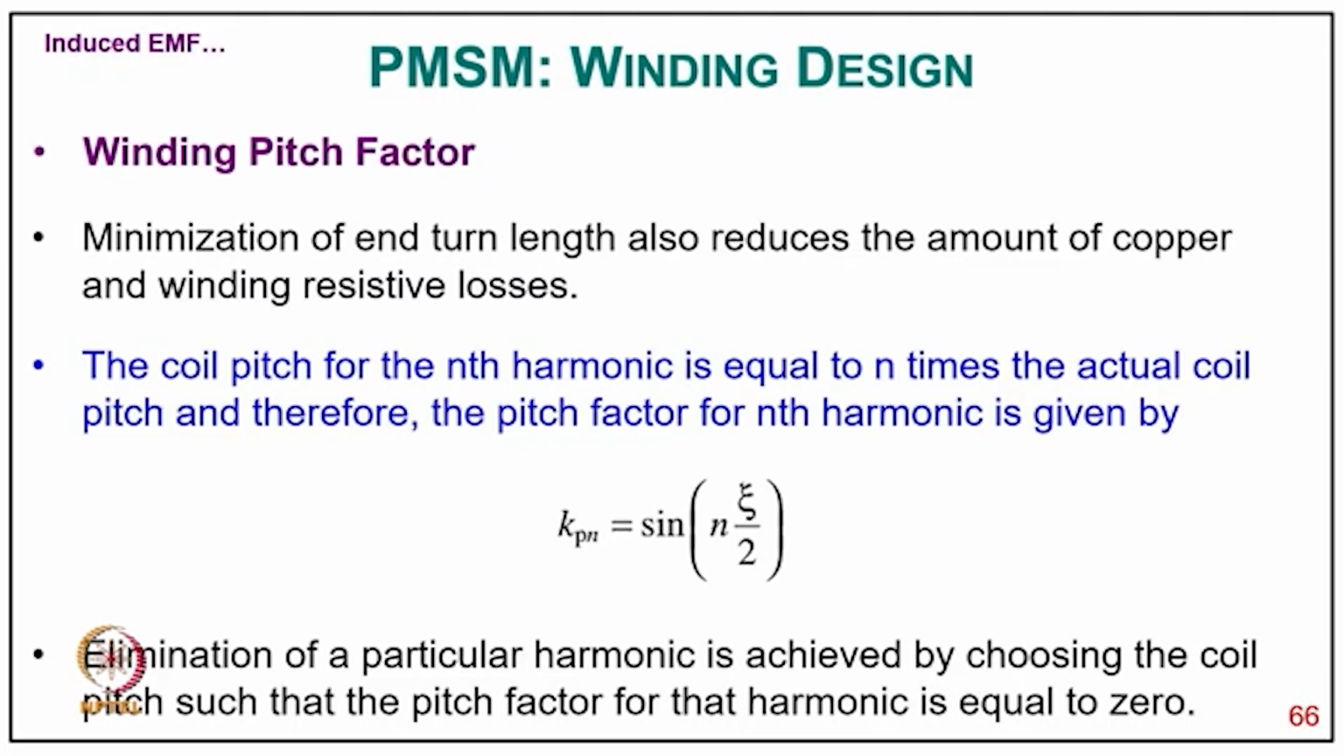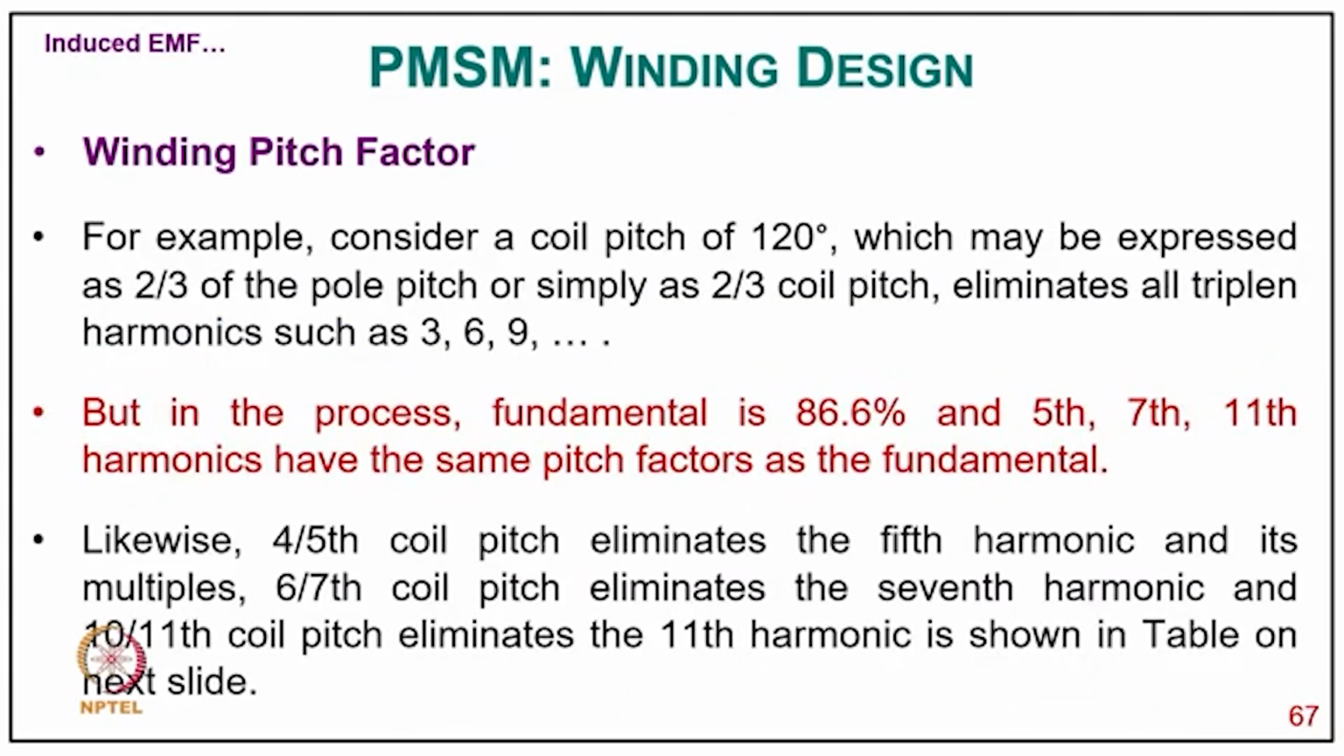Elimination of particular harmonics is achieved by choosing the coil pitch such that the pitch factor for that harmonic is equal to 0. For example, considering a coil pitch of 120 degrees, which may be expressed as 2/3 of the pole pitch, or simply 2/3 coil pitch, eliminates all triplen harmonics such as 3rd, 6th and 9th, but in the process the fundamental is reduced to 86.6 percent, and the 5th, 7th, 11th harmonics have the same pitch factor as the fundamental. Likewise, a 4/5 coil pitch eliminates the 5th harmonic, a 6/7 coil pitch eliminates the 7th harmonic, and a 10/11 coil pitch eliminates the 11th harmonic, as shown in the table in the next slide.